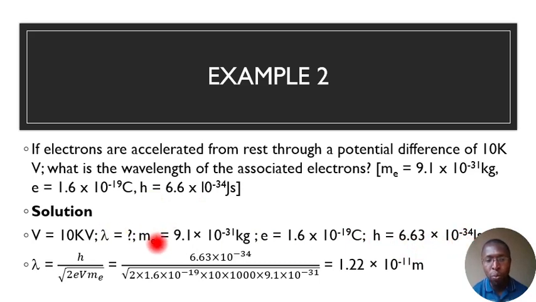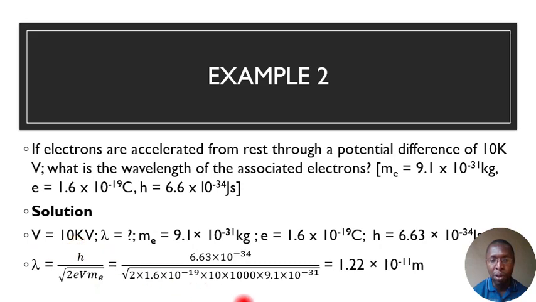So to determine the wavelength, we use this formula. The wavelength, that is lambda, equals Planck constant all over the square root of 2 E V m_e. Where E is the charge, V is the potential difference, and m_e is the mass of the electron. So we have these parameters already. H is given, so we bring it in: 6.63 times 10 to the power minus 34, all divided by the square root of 2 times the charge, which is 1.6 times 10 to the power minus 19, multiplied by the potential difference, which is 10 kilovolt.